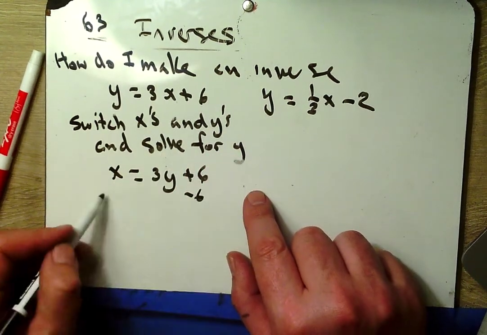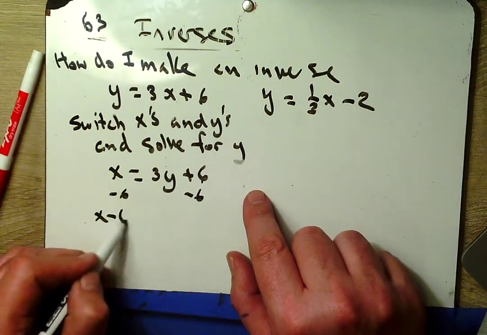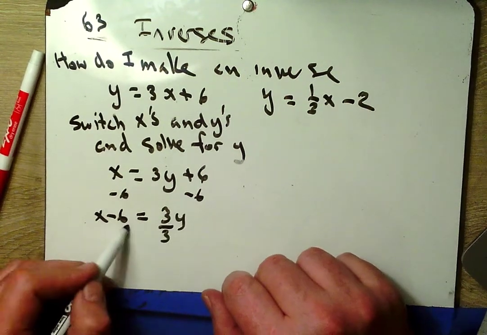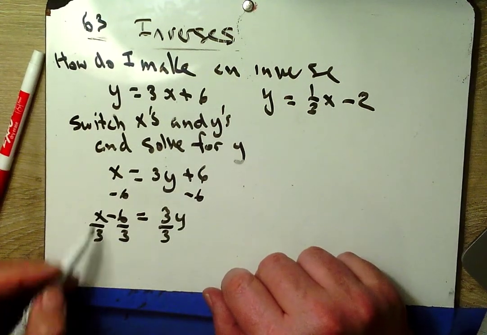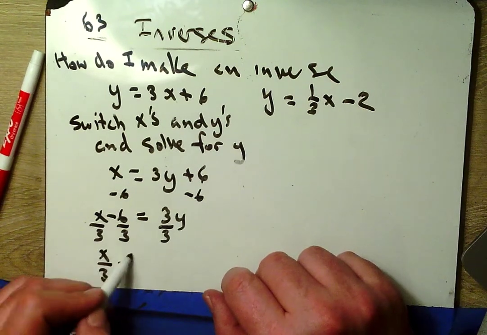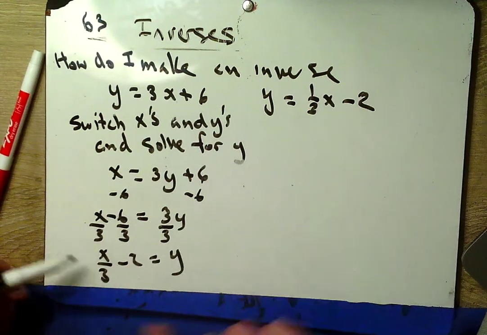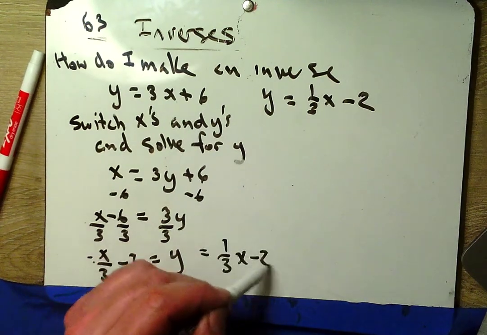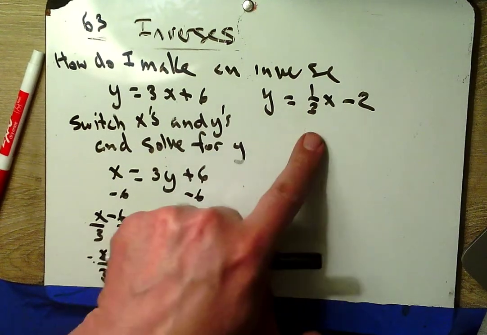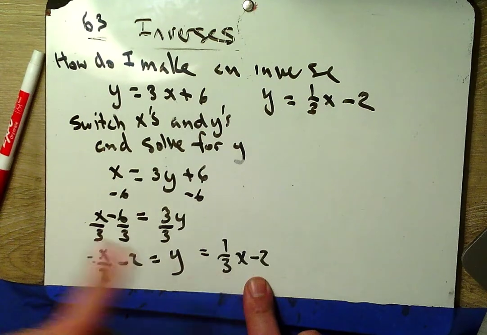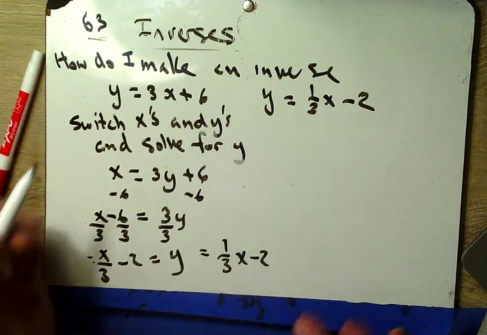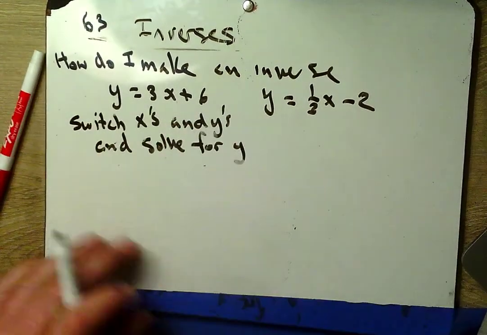So subtract 6. We get x minus 6 equals 3y. And now I'm going to divide everywhere by 3. And look what I get. X over 3 minus 2 equals y. And this could be written as 1/3 x minus 2. Hey, that's that. So, how do I make an inverse? I switch the x's and y's. I switch the inputs and outputs.